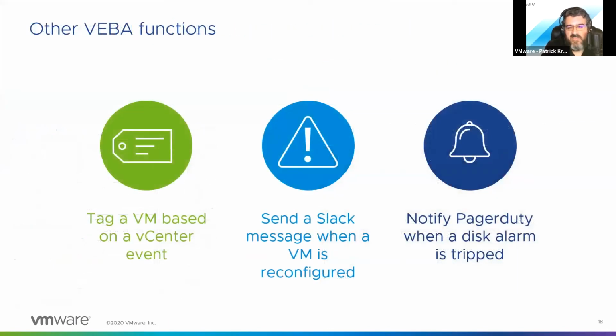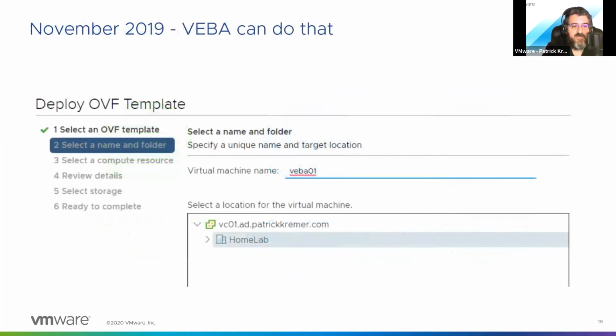Other functions inside VEBA, maybe you want to add a tag when a VM is built or when it's powered on, or maybe you want to track changes for a VM. You have a sensitive VM that any time somebody makes any change, you want that logged to like a Slack channel, or maybe certain events you want sent to PagerDuty. All that stuff is built into VEBA, and it's possible because it's monitoring every event on the virtual center.